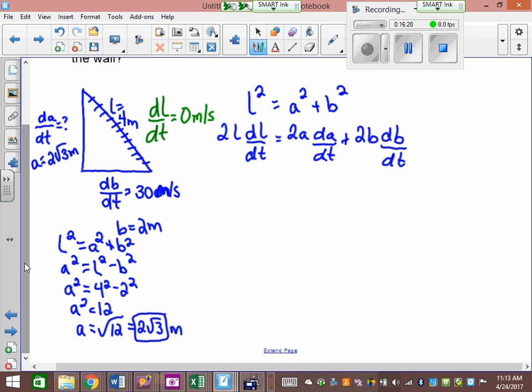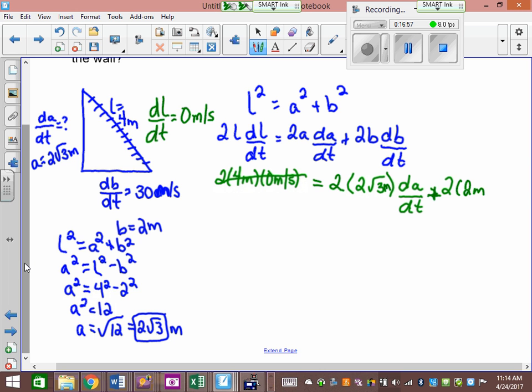So we're going to get 2 times 4 meters times 0 meters per second. So it actually all cancels. Equals 2 times 2 root 3 times dA/dt plus 2 times 2 meters, well, this needs meters too, times 30 meters per second.